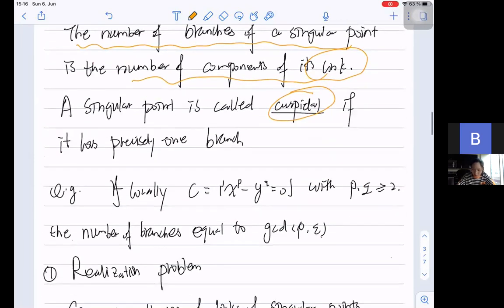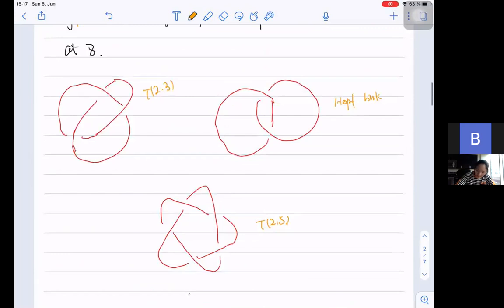For example, if locally you can write the intersection as x to the power p minus y to the power q equals 0, where p and q are greater than or equal to 2, then the number of branches equals the GCD of p and q, and the link of singularity is the torus link T(p,q). For example, here p equals 2, q equals 3. This is p equals 2, q equals 2, T(2,2). And this is p equals 2 and q equals 5.